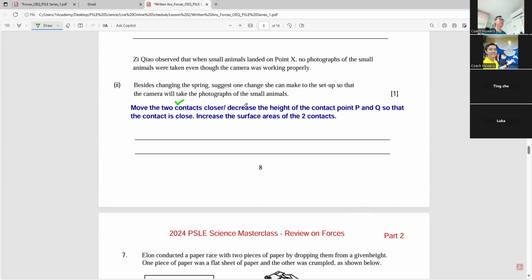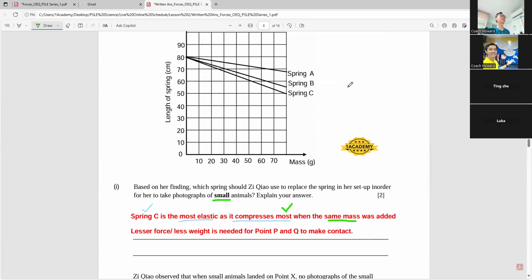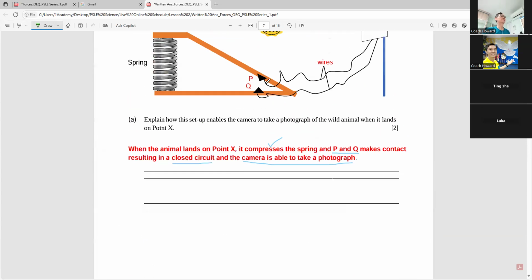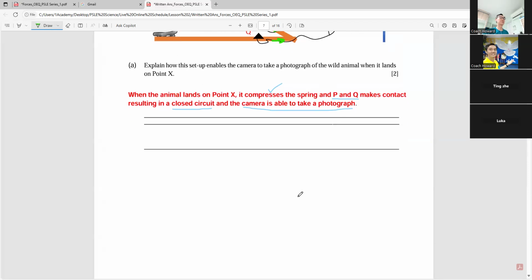Move the two contacts closer, or you decrease the height of the contact points P and Q so that the contact is closer. Or you can increase the surface area of the two contacts. As I said, decrease the height of the contact point means this part. Make it nearer to here. Shift them nearer, decrease the height or increase the surface area. So these are the possible answers for this question.